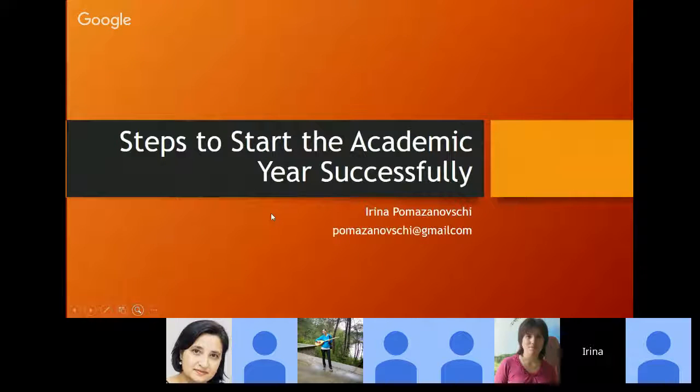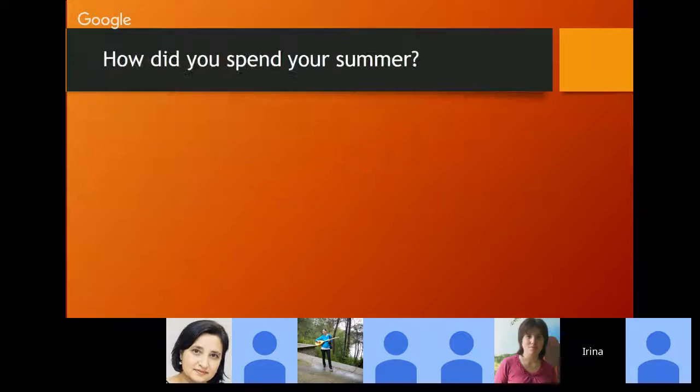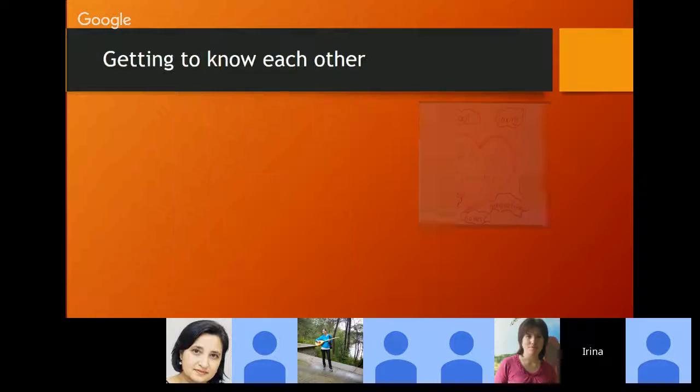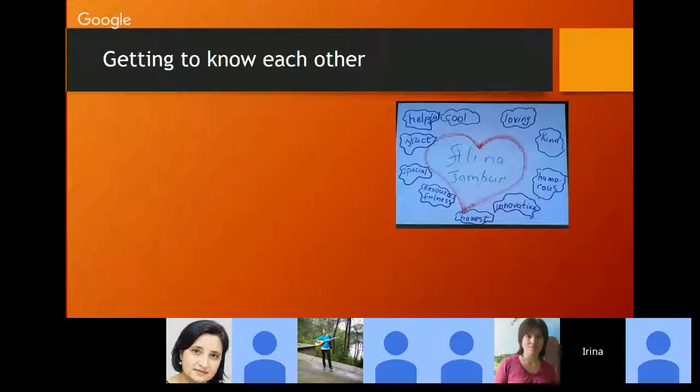So I will use it to help me speak to you and to visualize everything that I say. So I spent my summer giving birth to my second child, and the majority of my time I dedicated to the newborn baby. And we planned something for the teachers for this coming year. And I asked you to do a task that will help us to know each other better.